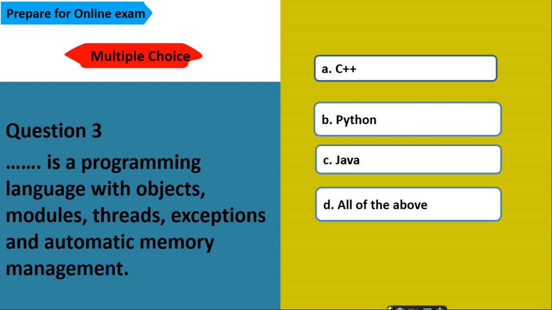Dash is a programming language with objects, modules, threads, exceptions, and automatic memory management. Options are A, C++, B, Python, C, Java, D, all of the above. And the correct answer is B, Python.